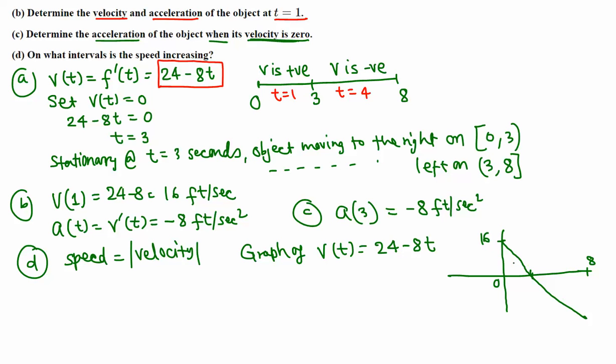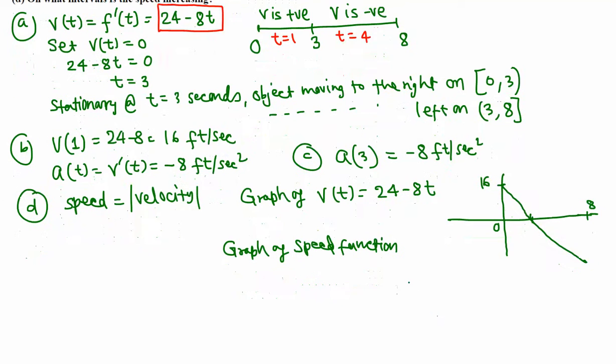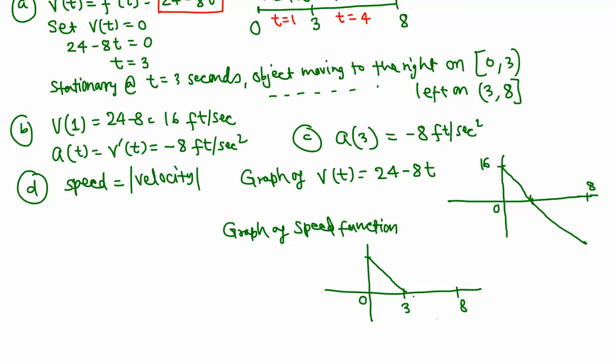That's the velocity. Now we want to graph the speed function. Speed is always positive, so what is below the t-axis is negative, and we have to move it up. Here is 3, here is 8. It started at 16 and is going down. Now the speed can't be negative. It cannot go below the t-axis, so we need to flip it up, like this. So this is the speed function.